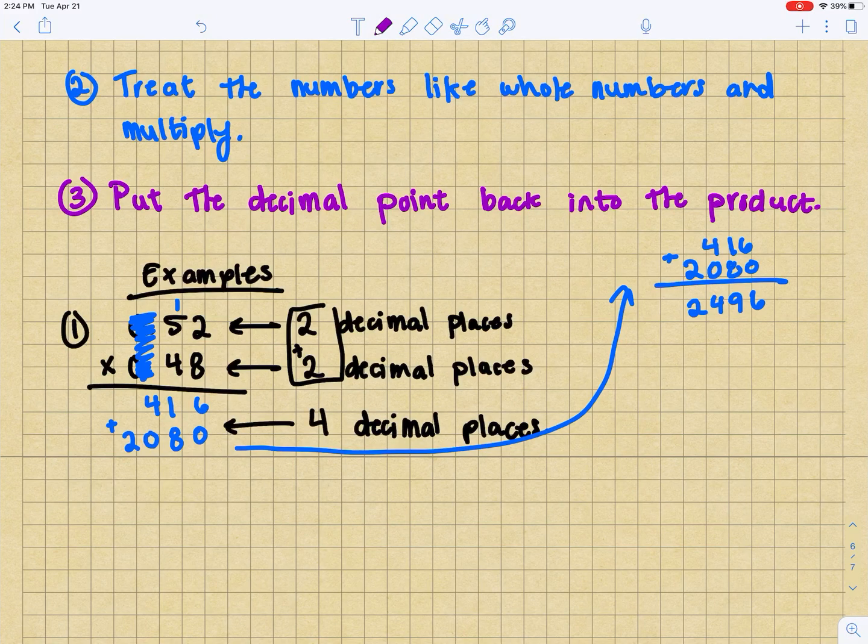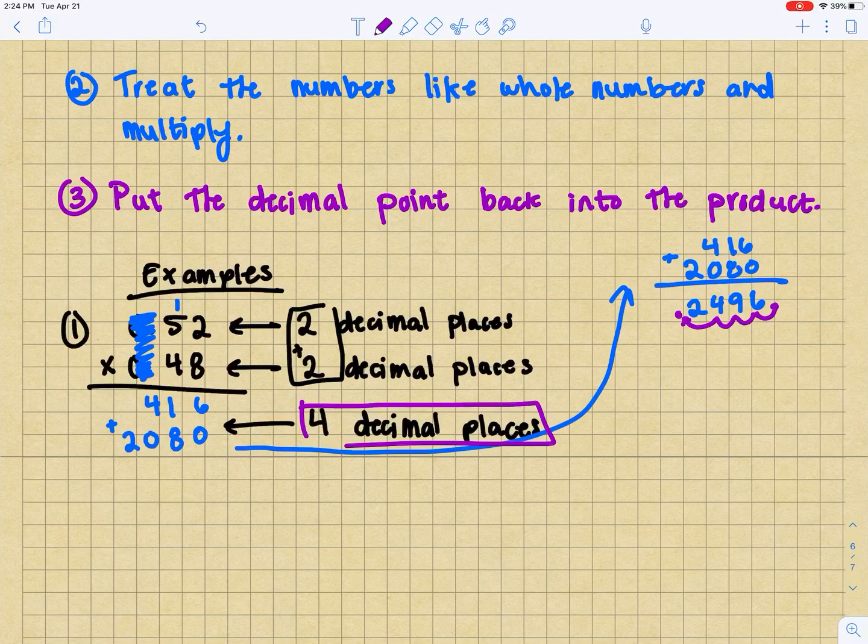The last step is to put the decimal point back into this product. And remember, we need 4 decimal places. With whole numbers, the decimal point is always to the right. Always, always, always. For whole numbers, the decimal point is always to the right. So now I'm going to move it 4 decimal places to the left. Let's count 1, 2, 3, 4. So my decimal point should be right there.